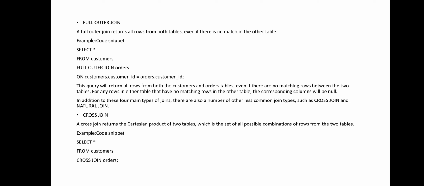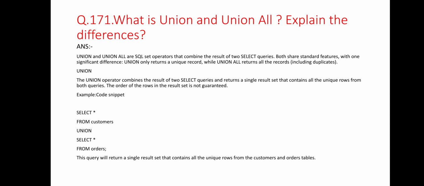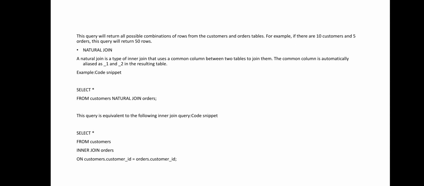In addition to these four main types of joins, there are also a number of other less common join types such as cross join and natural join. Cross join. A cross join returns the Cartesian product of two tables, which is the set of all possible combinations of rows from the two tables. SELECT * FROM customers CROSS JOIN orders. This query will return all possible combinations of rows from the customers and orders tables. For example, if there are 10 customers and 5 orders, this query will return 50 rows.